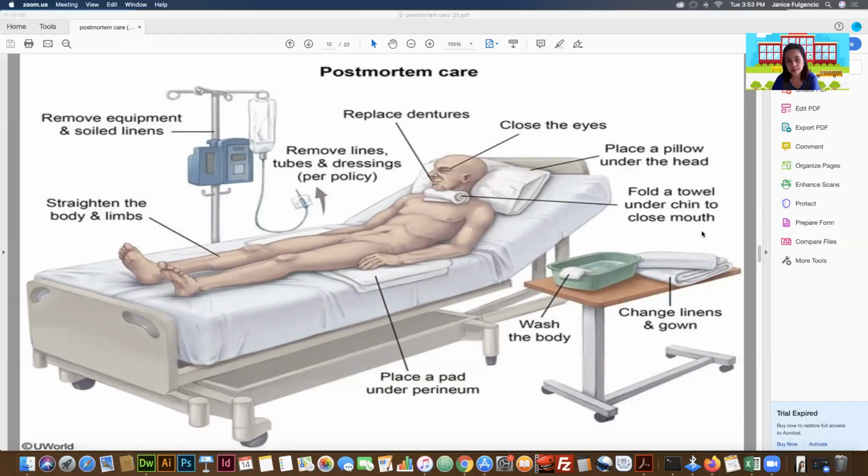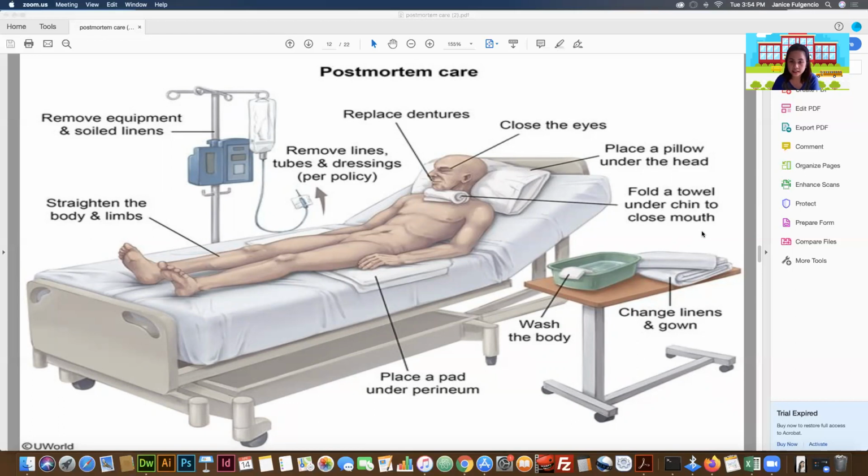Okay? Then replace the dentures. Usually in the hospital, they are removing the dentures. They are giving the dentures to the family members. They are putting them in a bag and then they are giving them to the family.